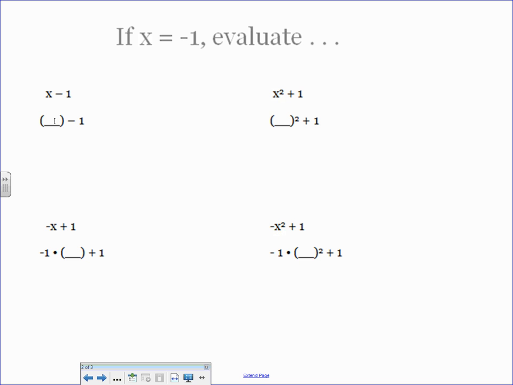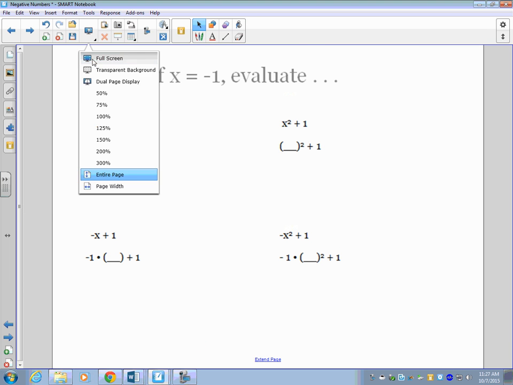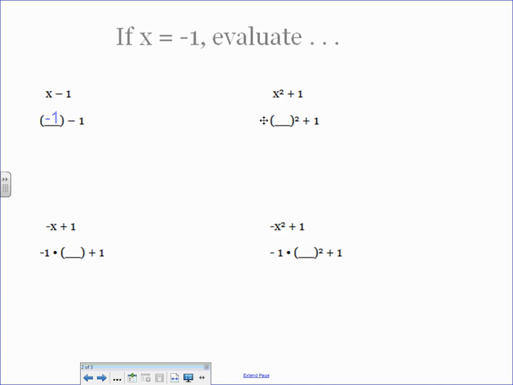Okay, but what we're going to do first is we're simply going to fill in negative 1 in parentheses where the x was. So in place of the x, we're going to write negative 1 in parentheses. It's important to put it in parentheses so we get the order of operations right.